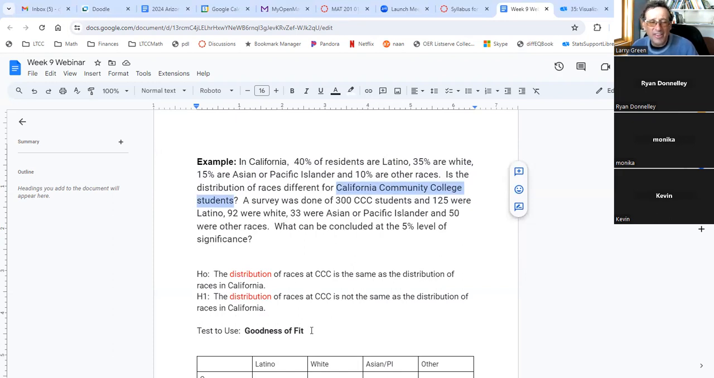And the reason they call it that is we want to see if the distribution of, in this case, California community college students fits the distribution in California. Is it a good fit? So that's why it's called the goodness of fit test. And by the way, I didn't make this up. I'm using what everyone in the country uses. Probably anyone who speaks English uses goodness of fit test. That's the name they call it. Any questions on the example so far?